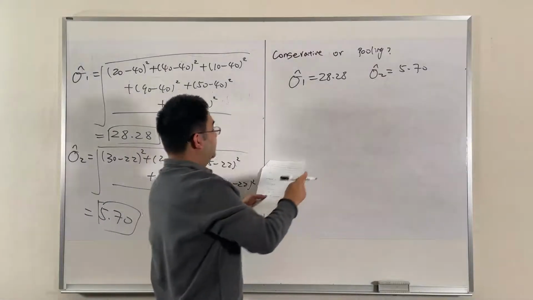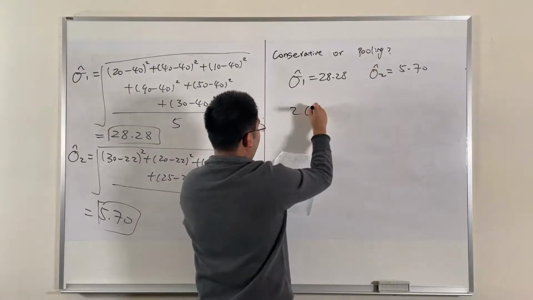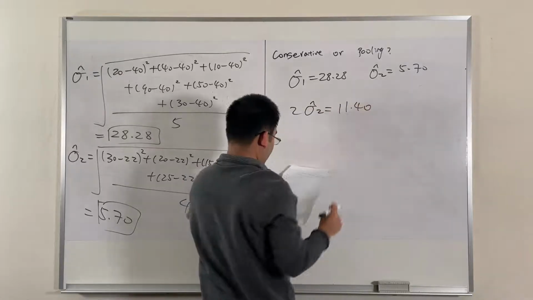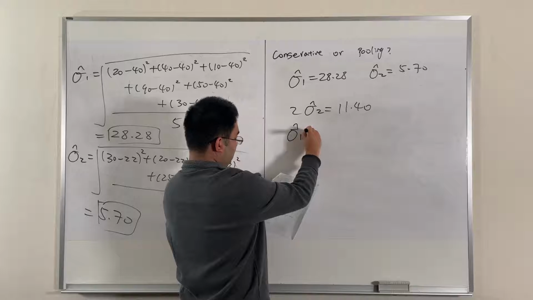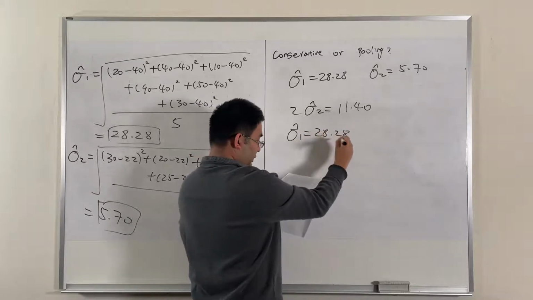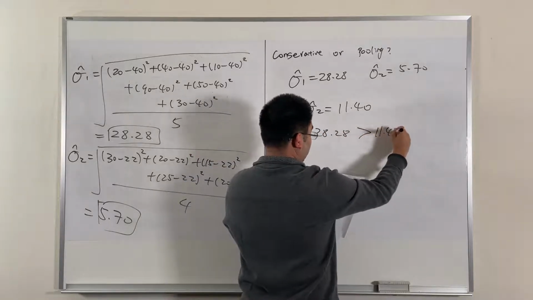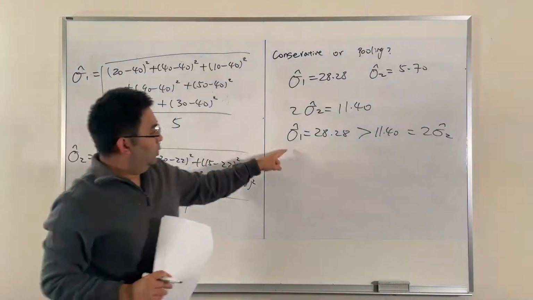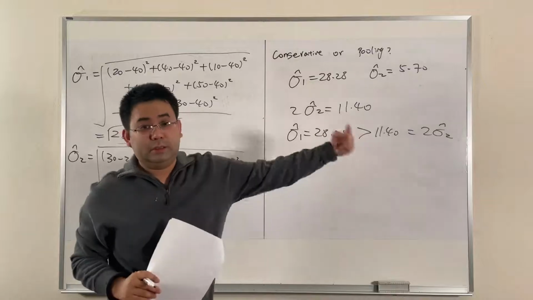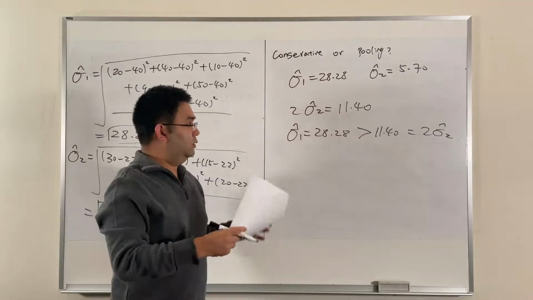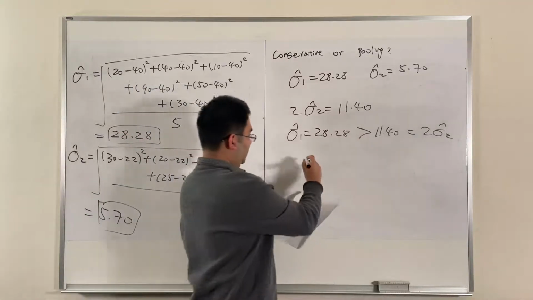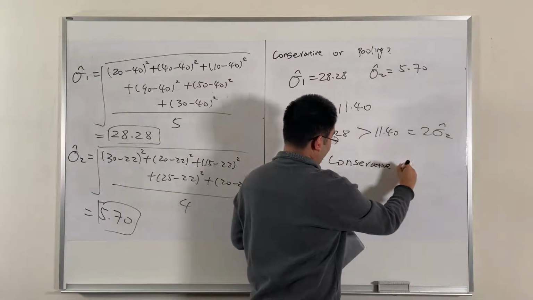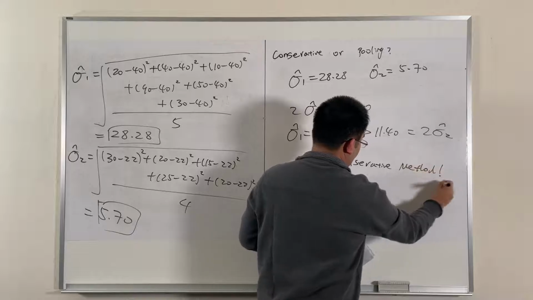And just say we double this one: 2 times sigma 2 hat equals 11.40. And sigma 1 hat equals 28.28. This is bigger than 11.40, which is 2 times sigma 2 hat. So as you can see, one of the sample standard deviations is bigger than 2 times the other. By our rule of thumb, we automatically decide we're going to use the conservative method here.